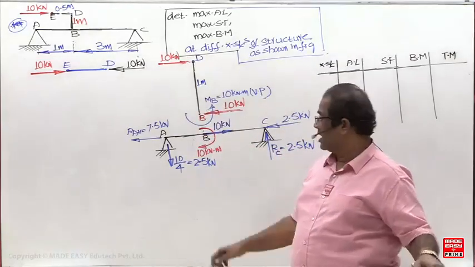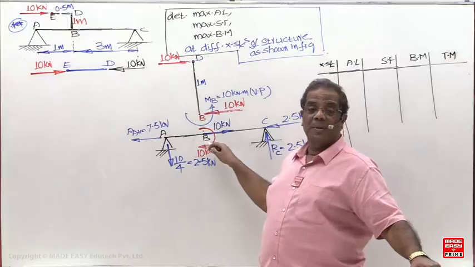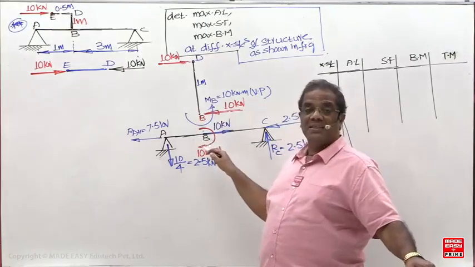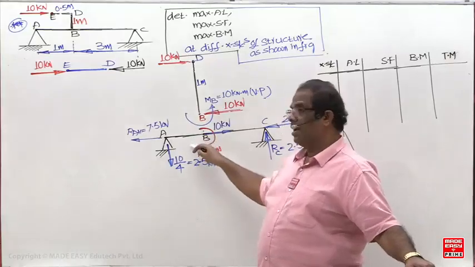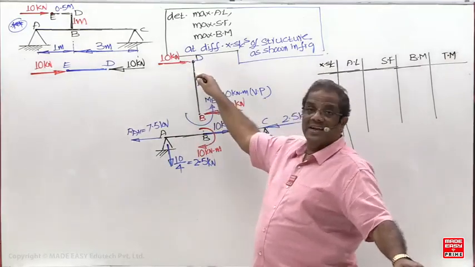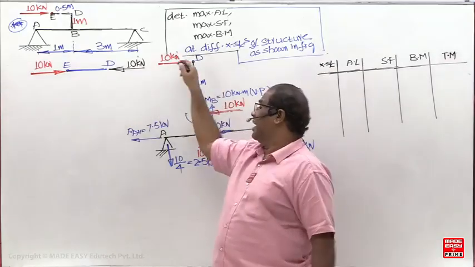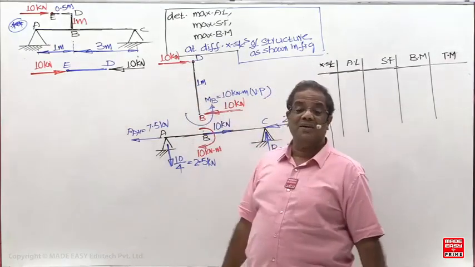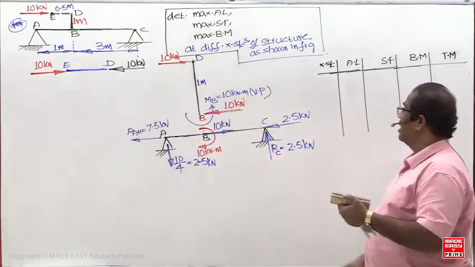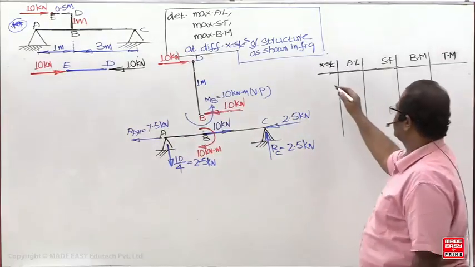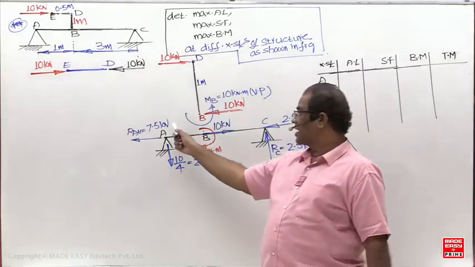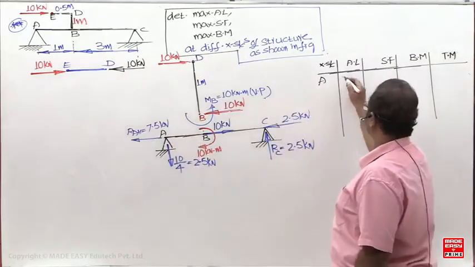But how many junctions are there now? B is the junction of how many members? AB, BC as well as BD. So if we ask at B, I have to take the larger of the values in AB, BC and BD. If you ask at D, D is the junction of DE and BD, so I have to take the larger of the values in DE and BD. First I am completing the non-junctions. A, non-junction. What is the axial load? Directly, the axial load is 7.5 positive.